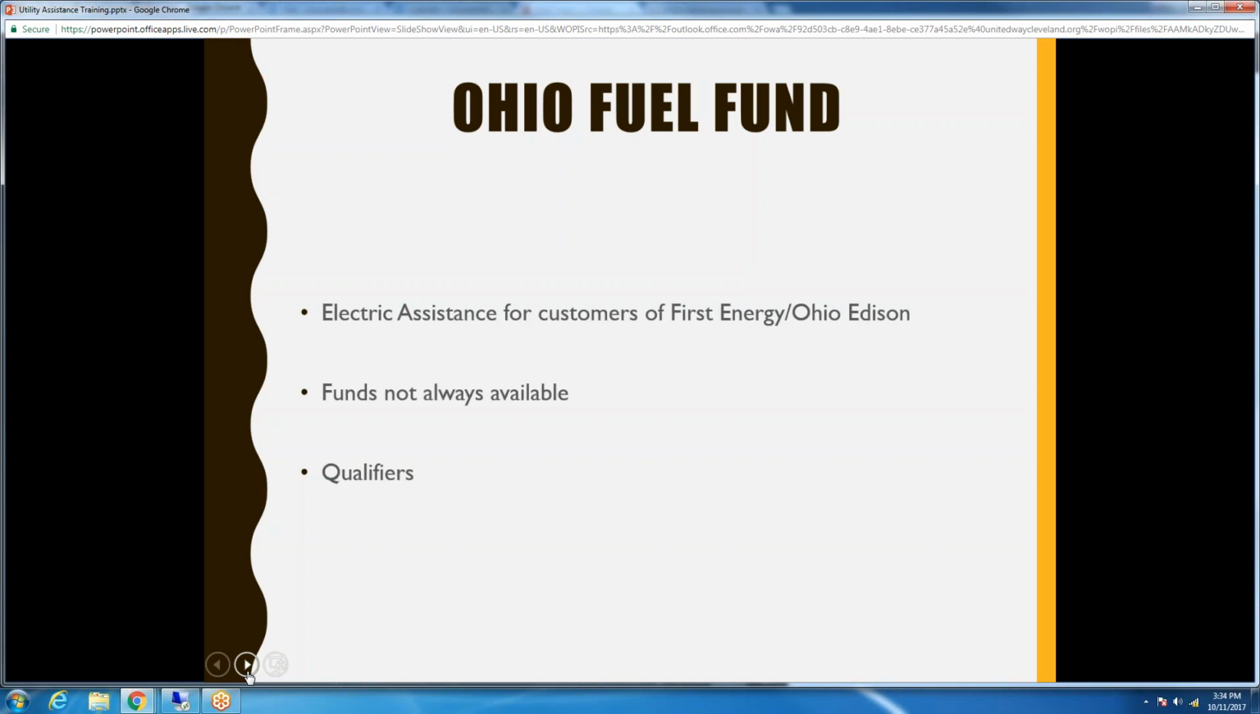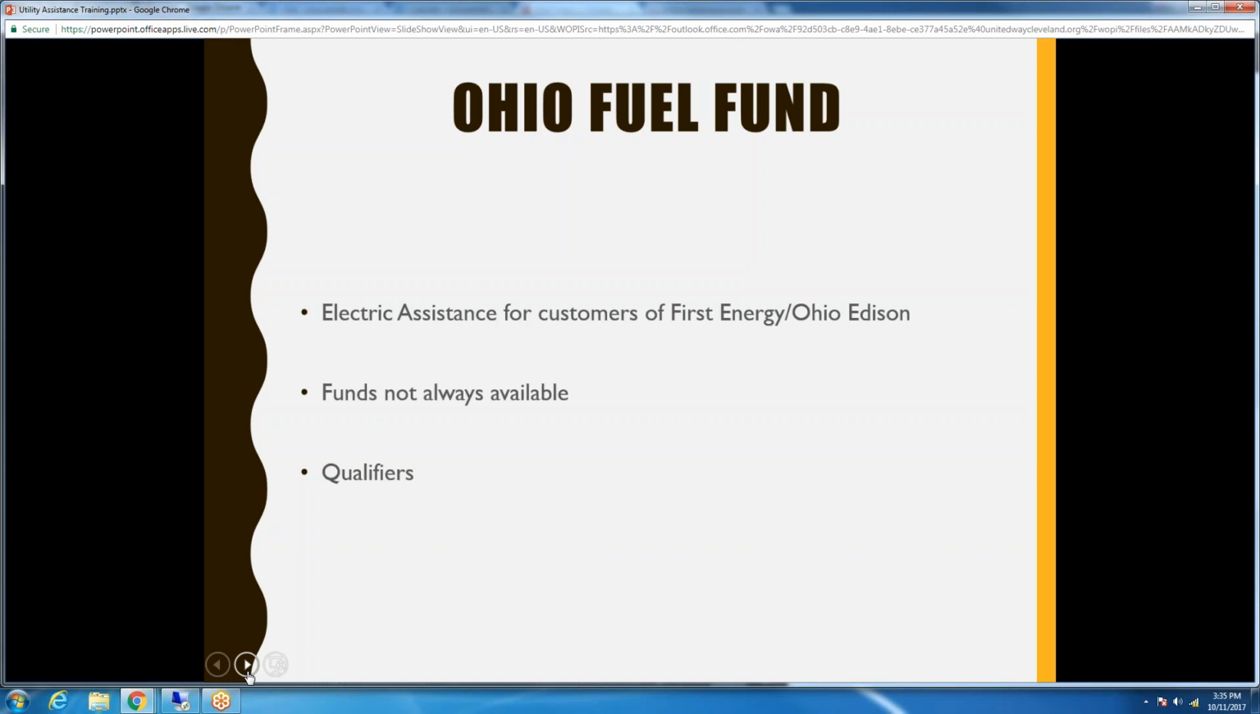This is to help them maintain their service or to assist in establishing service for new electric service applicants who have an unpaid bill from a previous residence. This program support is provided through First Energy corporate funds. And please note, funds are not always available. In fact, this time last year, they were out. They were out 2 weeks after summer crisis. So we've been pretty lucky this year that they still have funding.